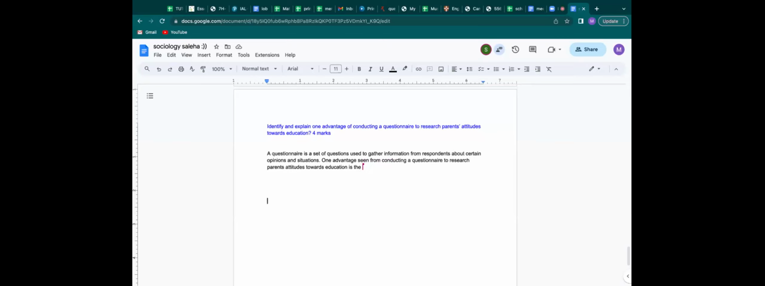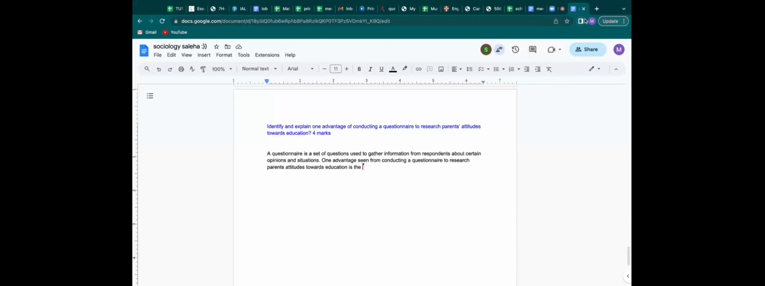Does it have to be something specific, or can I do something a little bit general? You'll have to give a general advantage, and then you'll have to relate it with this particular example that has been given. So parent attitude towards education, you will have to use this example. So you don't have to write it in the sense of one advantage seen from conducting it, because you haven't seen it, right?